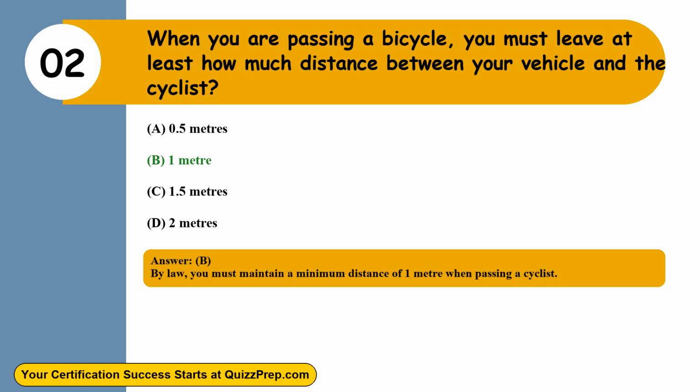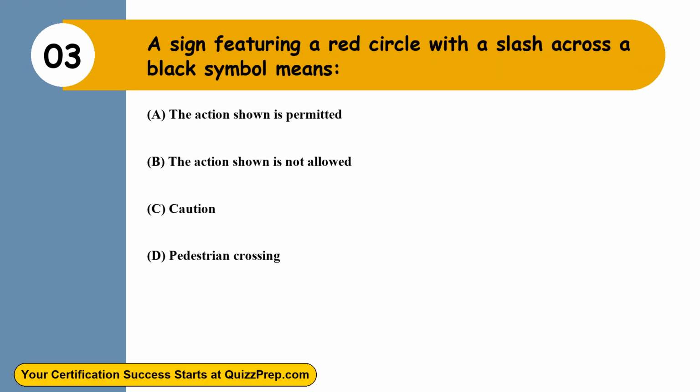By law, you must maintain a minimum distance of 1 meter when passing a cyclist. Question 3. A sign featuring a red circle with a slash across a black symbol means. Option A. The action shown is permitted. Option B. The action shown is not allowed.